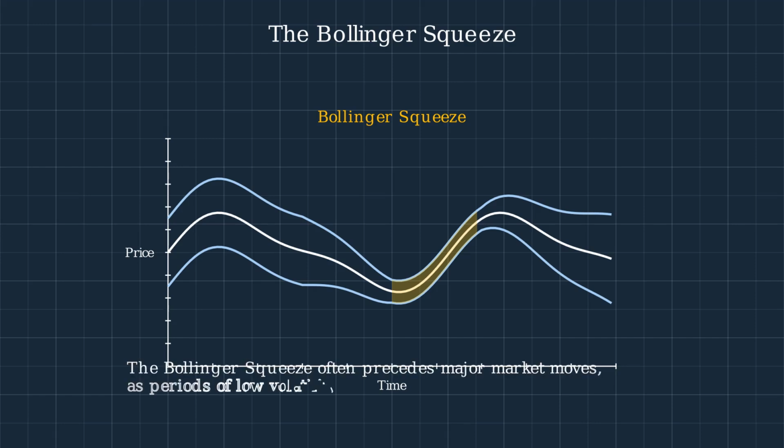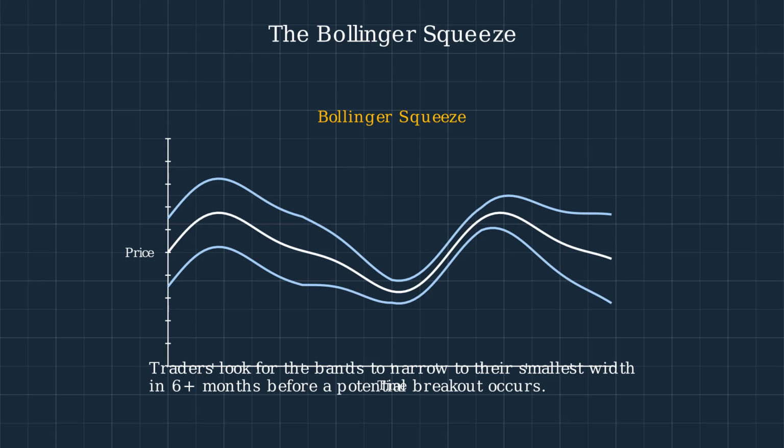This compression often precedes major market moves, as periods of low volatility are typically followed by high volatility. Traders typically look for the bands to narrow to their smallest width in 6 months or more, then wait for a breakout in either direction.